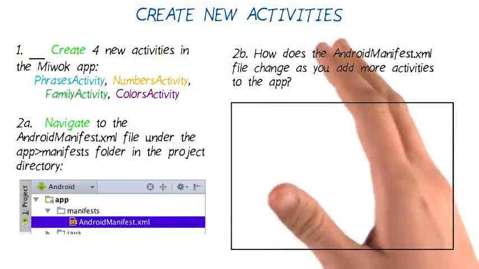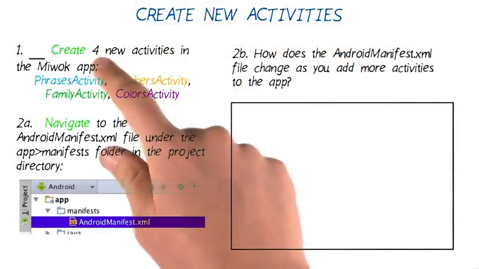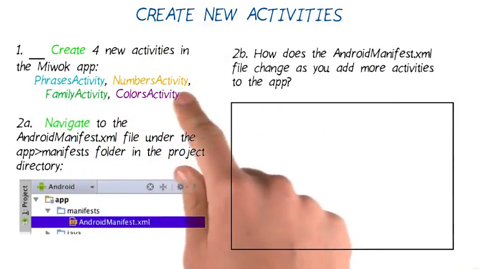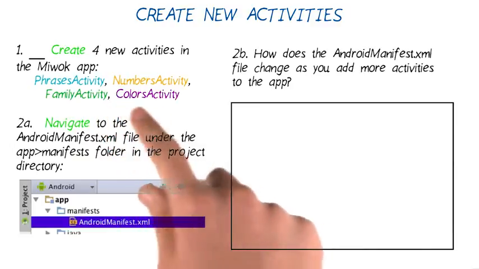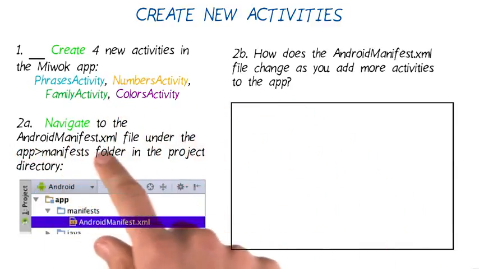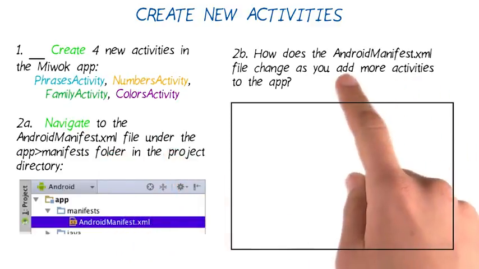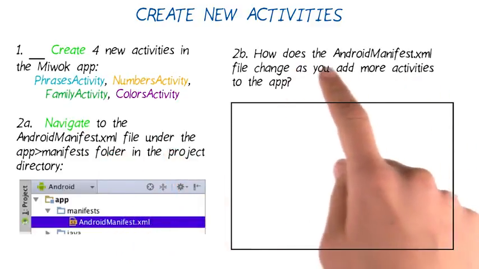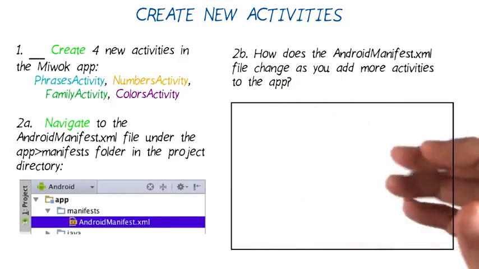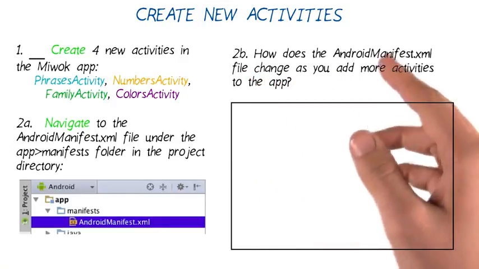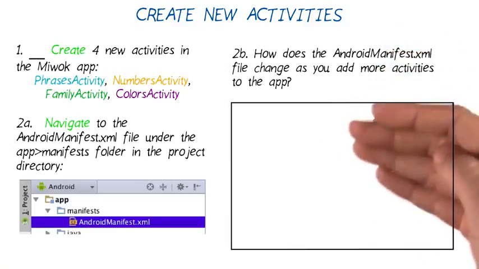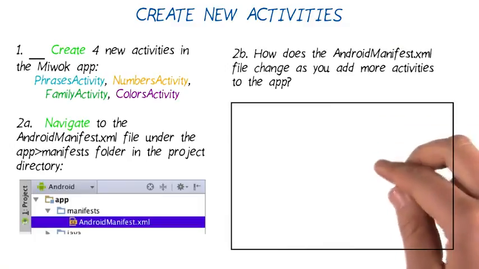Now to recap what your tasks are. First, I'd like you to create the 4 new activities in the Miwok app. So that'll be the phrases activity, the numbers activity, the family activity, and the colors activity. And then next, go ahead and navigate to the AndroidManifest.xml file, and then answer this question. How does the AndroidManifest.xml file change as you add more activities to the app? Now I know this is a new file that you haven't seen before, but try to make an educated guess by checking out the visual changes that you see in that file, and go ahead and write your answers here.